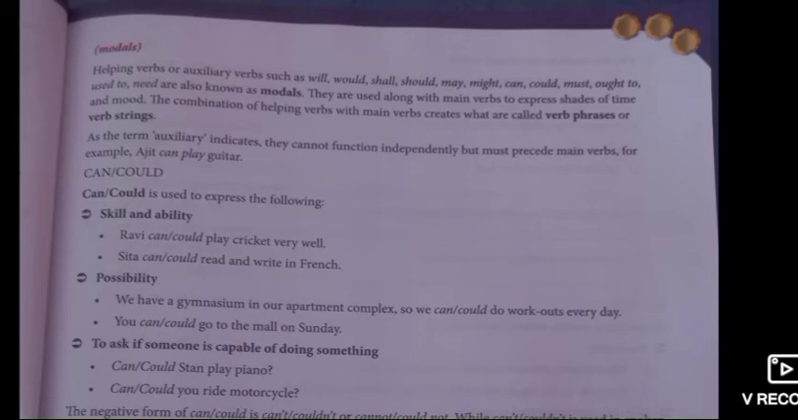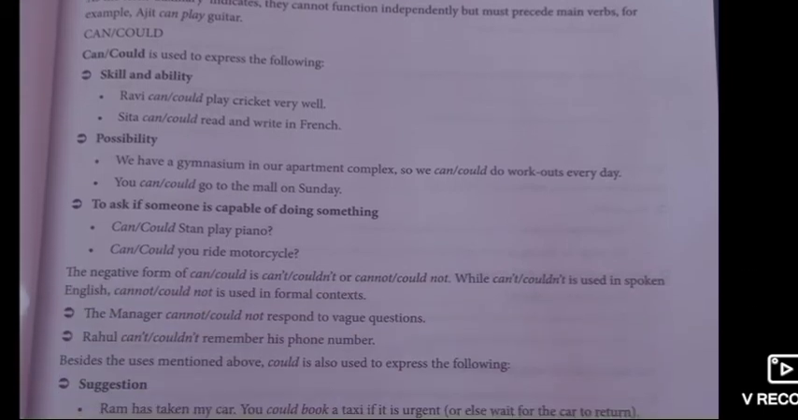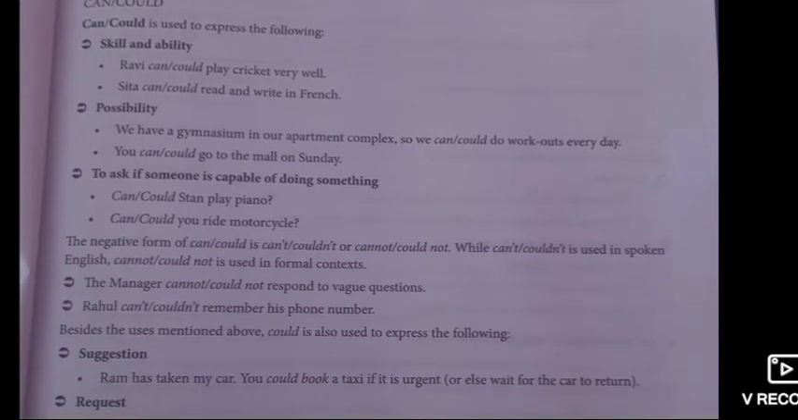Now we are going to see the uses of the modals. First, can, could. So can, could is used to express the following. First, when we are talking about skill and ability, we use can. Ravi can play cricket well, or Ravi could play cricket well. So this is a skill of Ravi, right? What is the skill of Ravi? Playing cricket. So when we want to say anything about a skill or ability, we can use the word can, could. Okay. Then possibility.